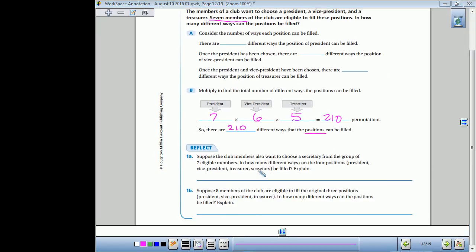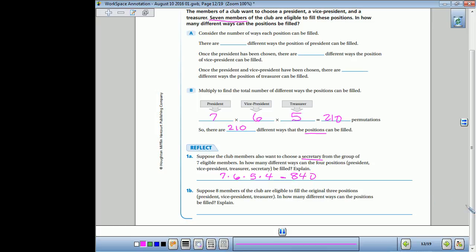All right, here it says, what if we also chose a secretary? How would it change the problem? You tell me. If we chose a secretary, how would it change the problem? So it'd be 7 times 6 times 5 times 4. And if we did 210 times 4, what does that give us? 840.